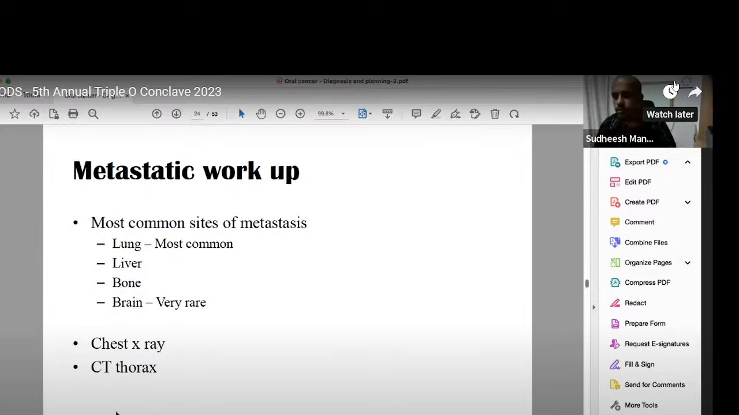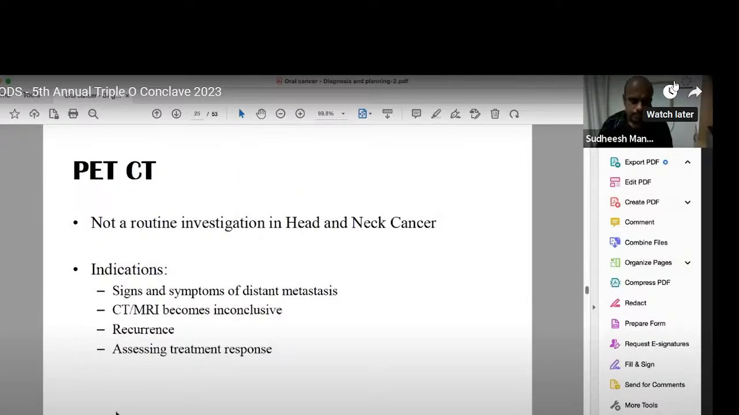So you don't have to go do a CT scan, plus an ultrasound scan, plus an OPG. That is not necessary. A single CT neck and thorax, contrast enhanced CT neck and thorax, will suffice in most cases. For advanced tongue and floor of the mouth lesions, you might have to go for an MRI scan of the neck and the CT thorax, which covers the lungs. So that is how you plan for imaging in an oral cancer.